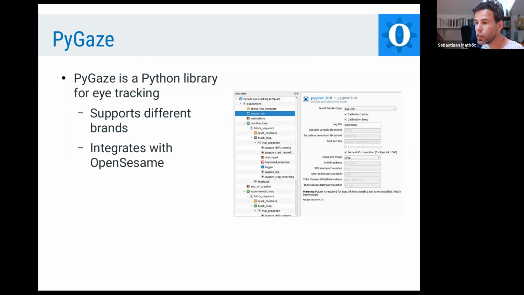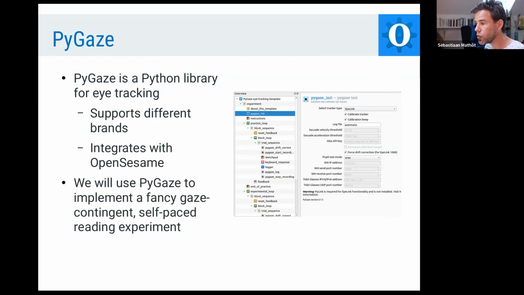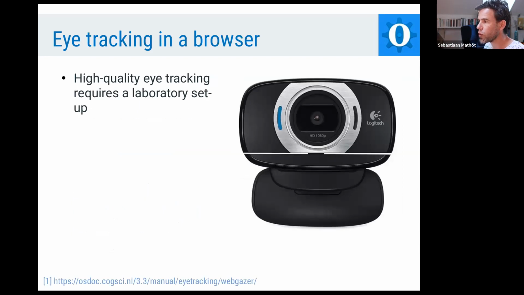And it integrates with OpenSesame as a set of plugins. So, we are going to use PyGaze to implement a fancy gaze contingent self-paced reading experiment. But we'll start slow. I wanted to actually explain, but I'll do that a bit later. Then I wanted to have a slide that shows the individual plugins to explain what they mean, but I will open OpenSesame and show you through that route, to make it a bit more concrete.